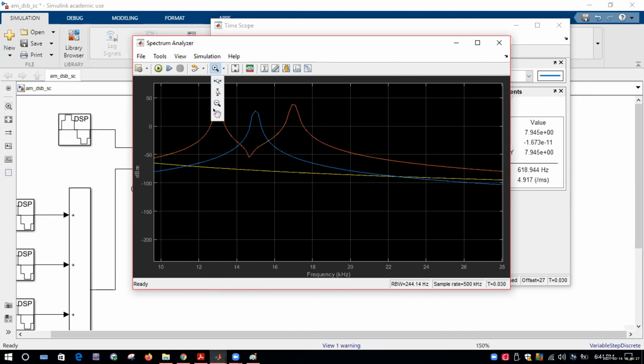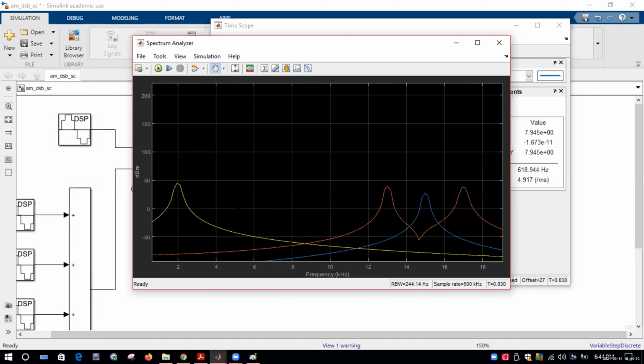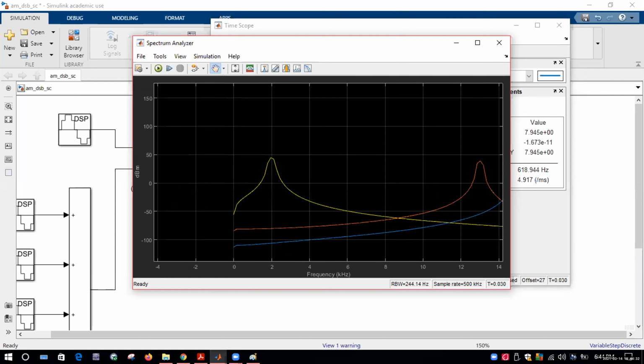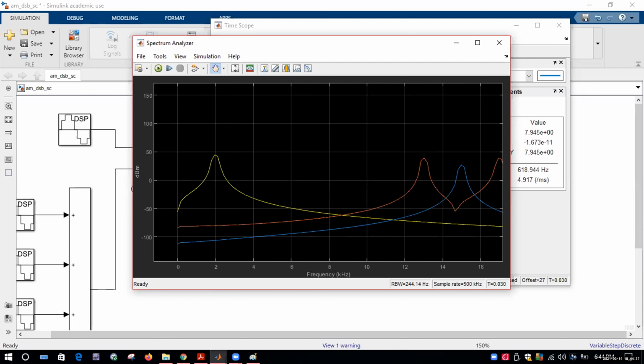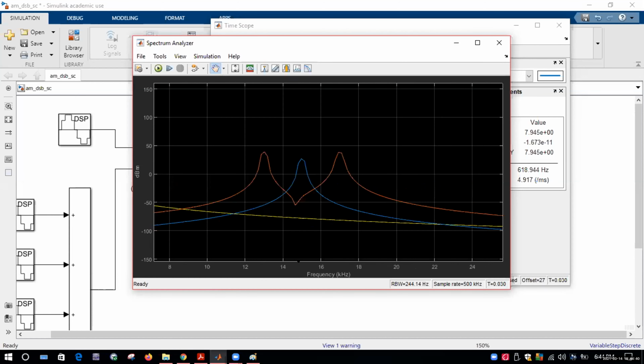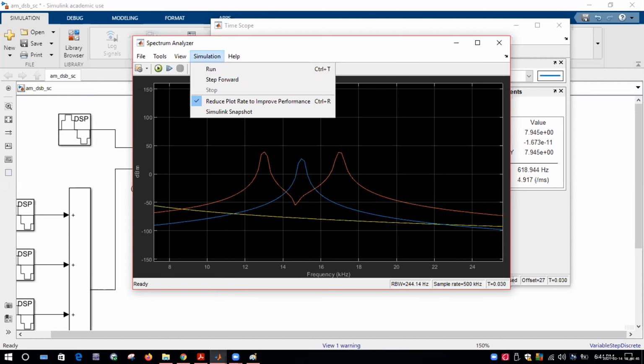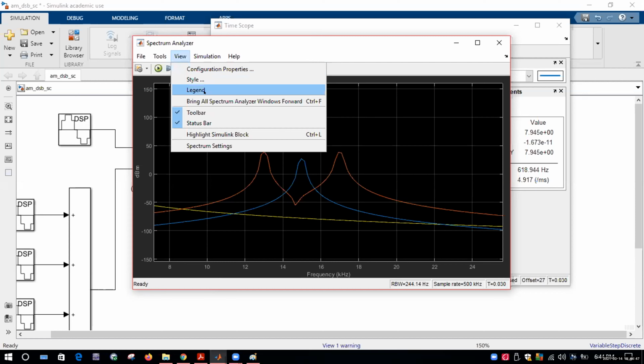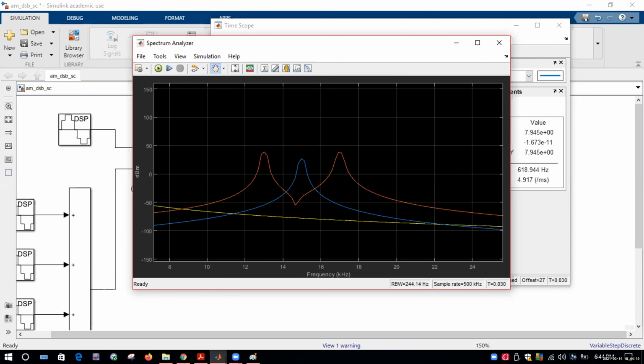And what is the yellow one, doctor? The yellow one is the information signal, 2 kilohertz. And when you mix it with the carrier of 15 kilohertz, you get 2 sidebands. You can label them by using this view and then clicking on legend. Do you see this one? Yes, information signal, carrier wave and product. Product means the multiplication.